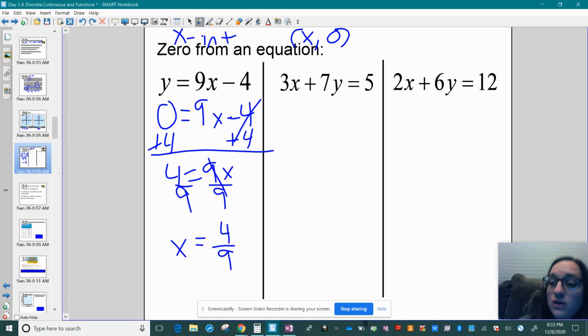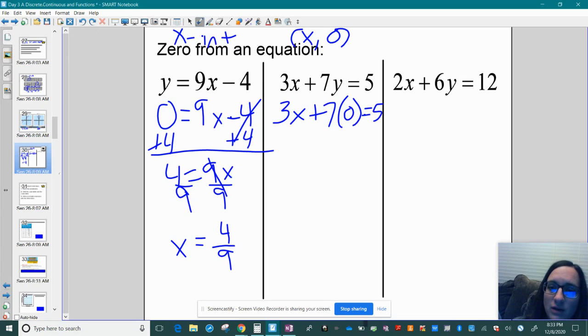If you divide that, make sure to put the repeating bar over the 4/10 to write it appropriately. For this one, we'd have our 3x, because again, we want to find our value for x. So we plug in 0 for y and solve. What's nice is 7 times 0 is 0. We don't need to put 0 because anything plus 0 is itself.